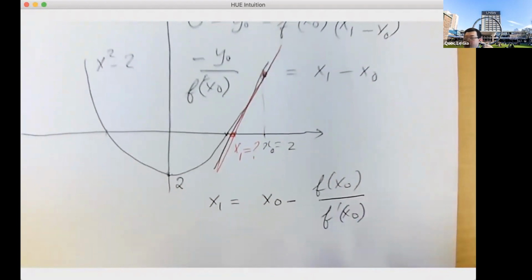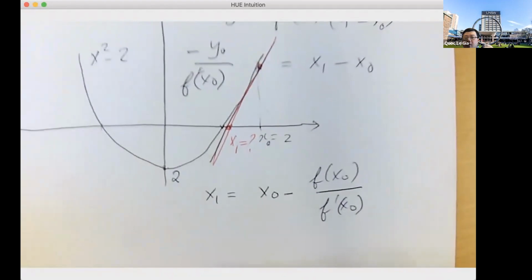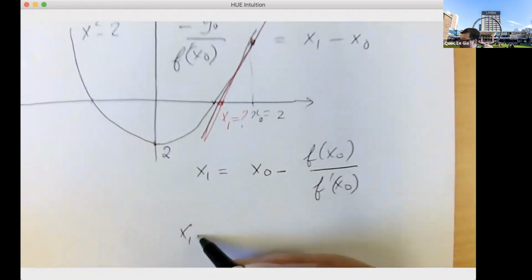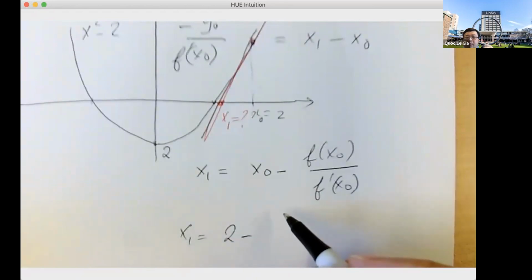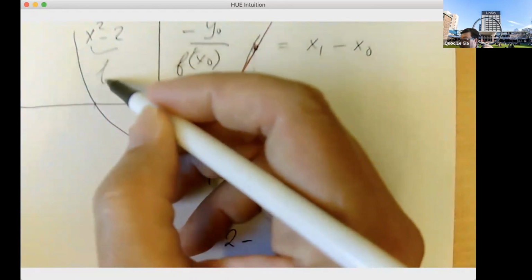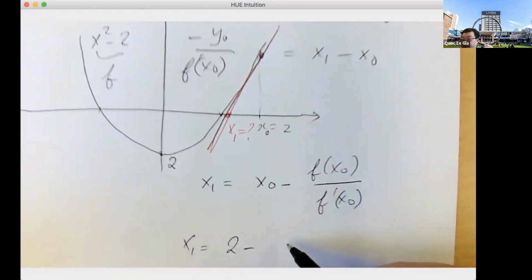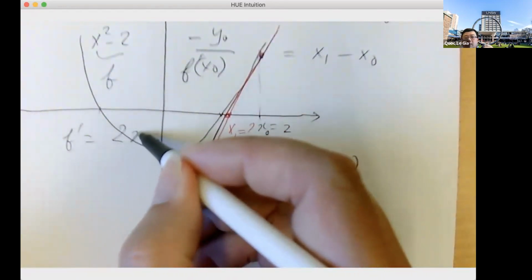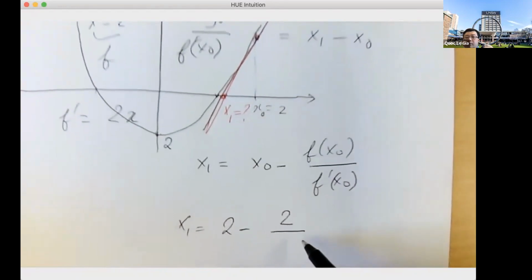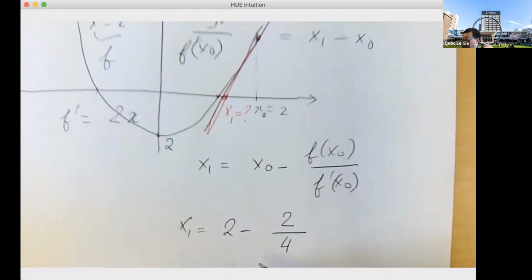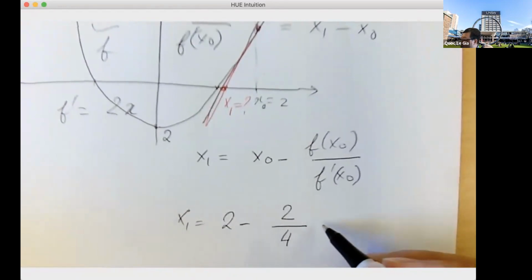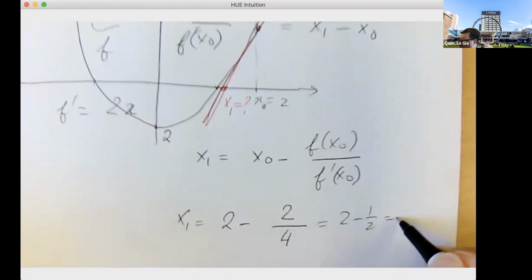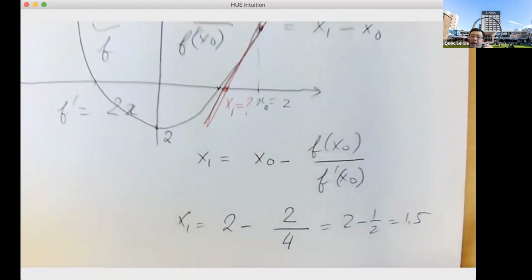Okay. And now we have x0 equal 2. So you have x1 is just equal to 2 minus f of 2. So remember f is this one, yeah? So f of 2 is just 4 minus 2, which is 2, right? And f prime is just equal to 2x, right? So 2 times 2 is just 4. So you got 2 minus 1 half is 1.5, yeah? So the correct answer is 1.5.